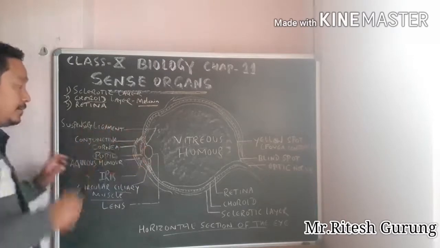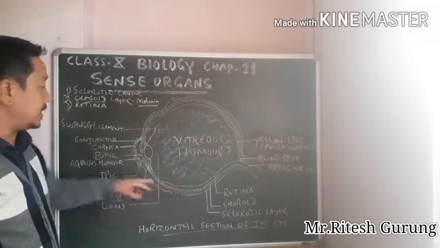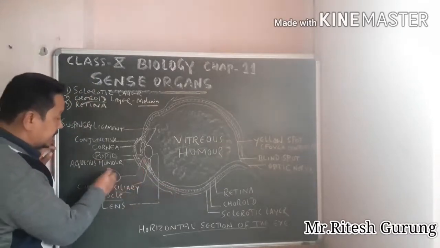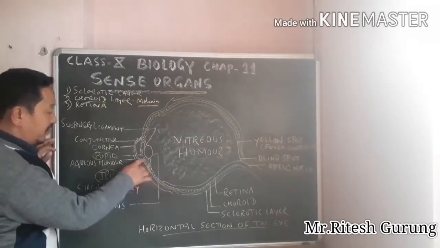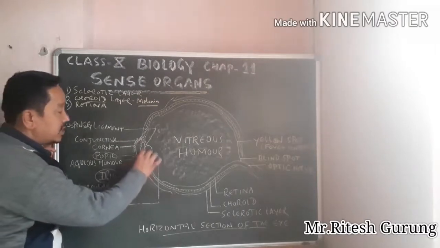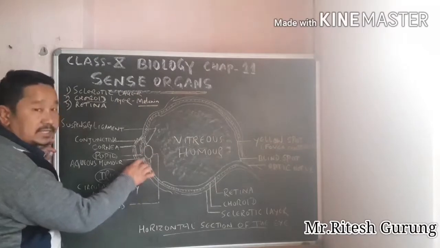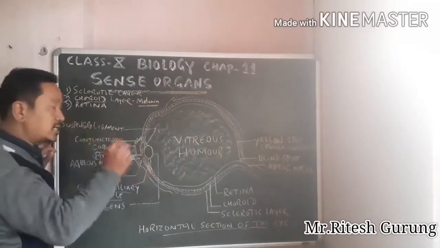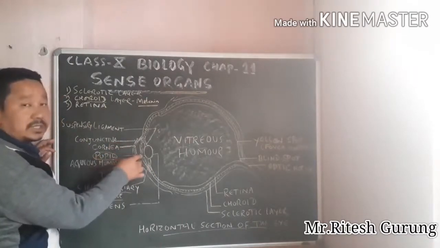Then the other part of your choroid layer is in the form of the iris. That means this choroid layer is also seen in the form of the iris, which is here in front, which partially covers the lens, leaving the round, centrally located aperture called the pupil untouched.